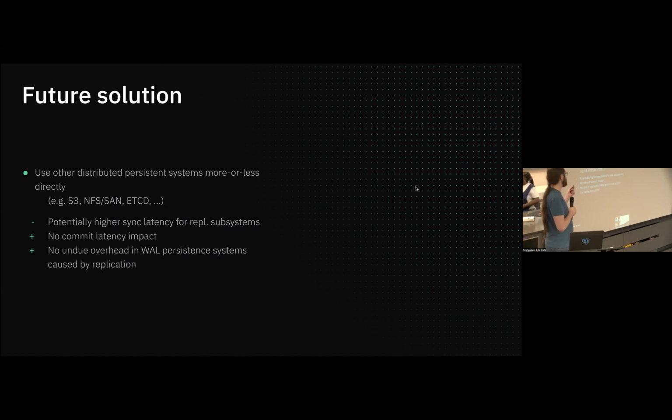But the future solution, which we've been working on, will use another distributed system, which has confirmations as well, but which is not in the WAL, which means that we can update them separately without generating more changes in Postgres, which increase commit latency. But it might increase sync latency for replication subsystems, which we think is going to be fine, but it's a work in progress.